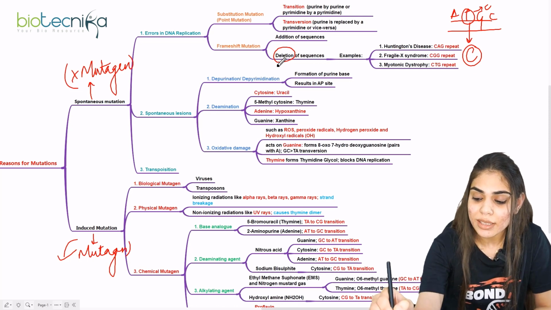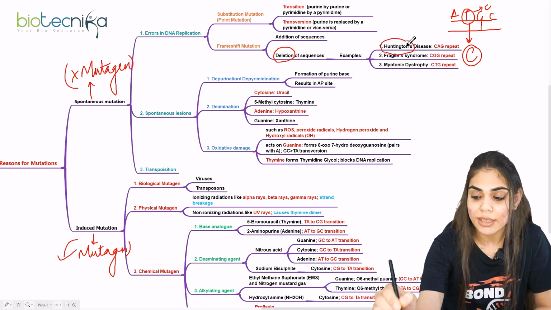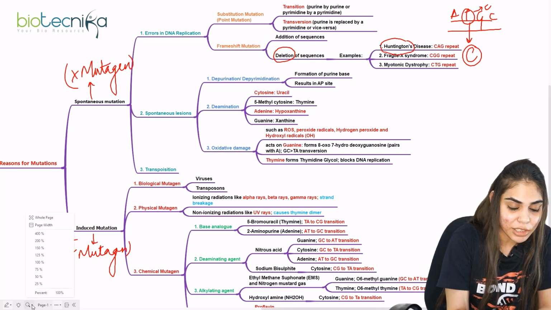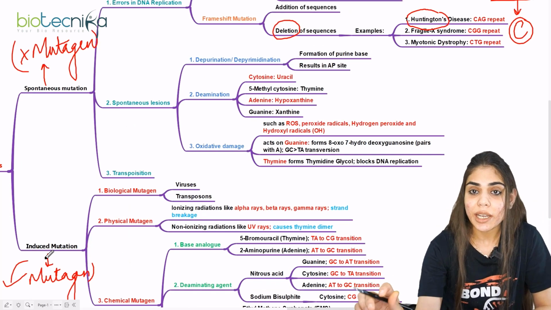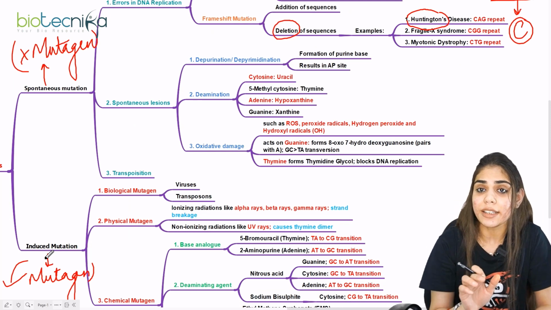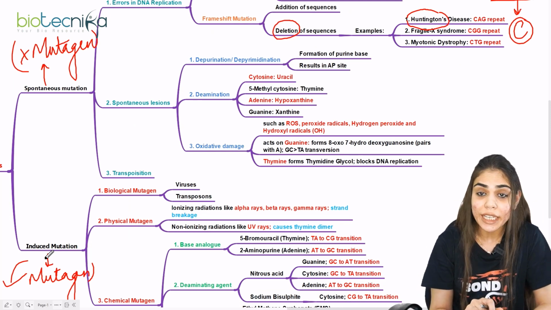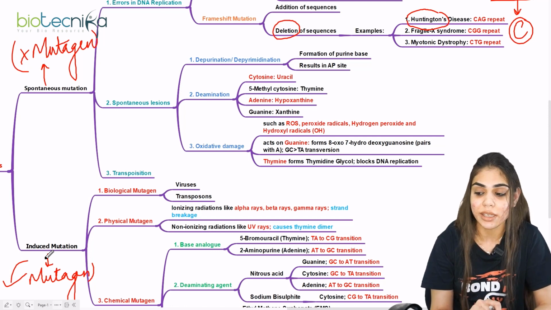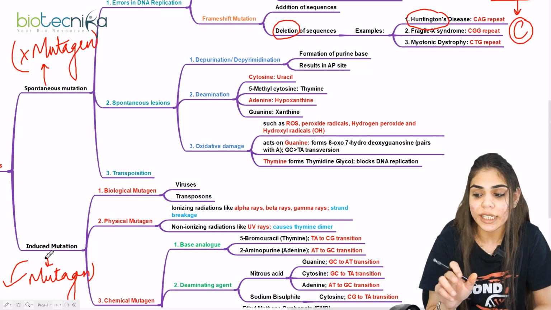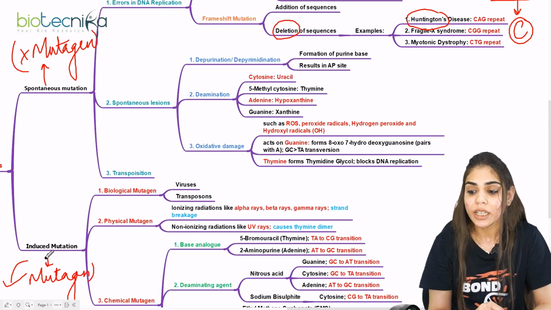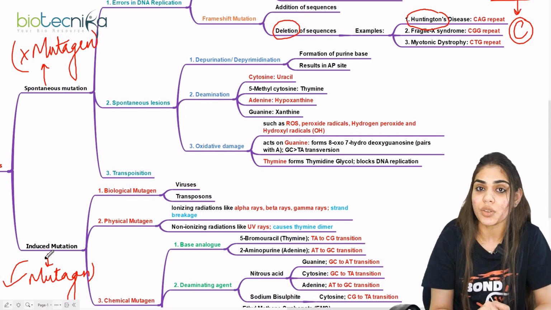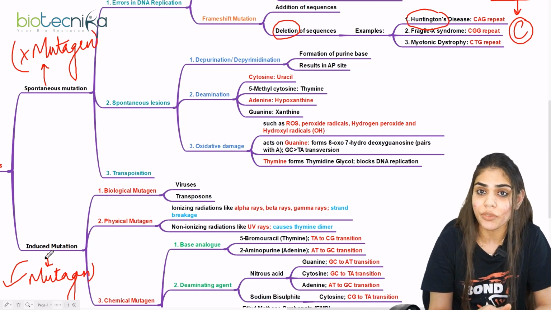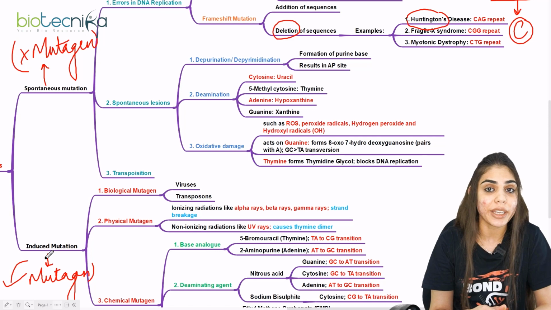There is one disease called Huntington's disease. If a repeat such as CAG, repeating continuously, is deleted from the DNA, that will lead to a serious illness called Huntington's disease. And if a CGG repeat is deleted from the DNA, it will lead to another disease called Fragile X syndrome. And if a CTG repeat is deleted from DNA, it leads to myotonic dystrophy.